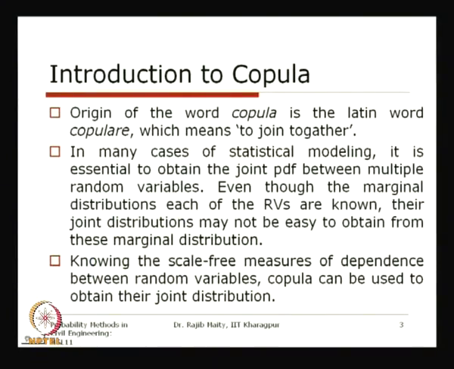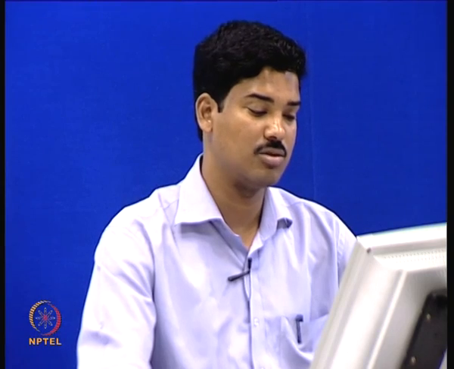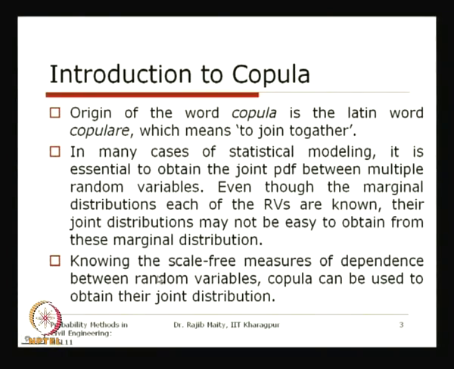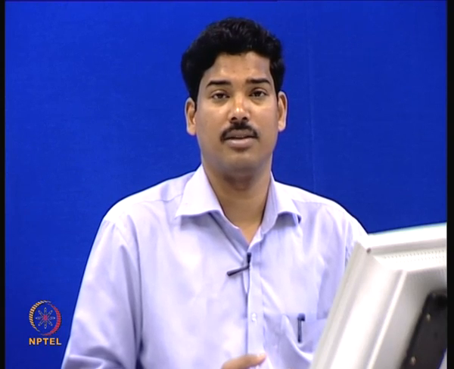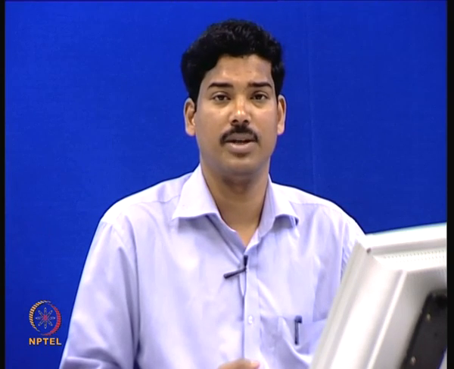While getting their joint distribution, we also have to follow some measure of their dependence, and one of them is a scale free measure of dependence. We will discuss what scale free means. The dependence between the random variables is one of the important parameters that we have to consider before we can go through the copula. So, I'll take some time now to discuss this dependence.